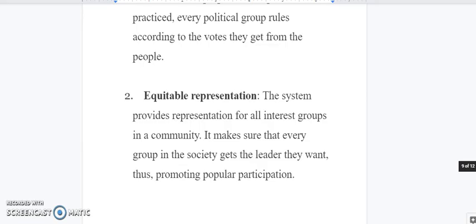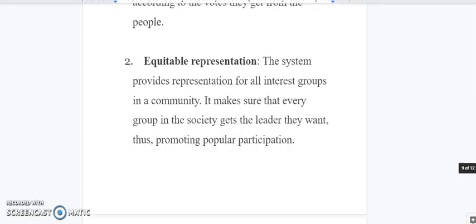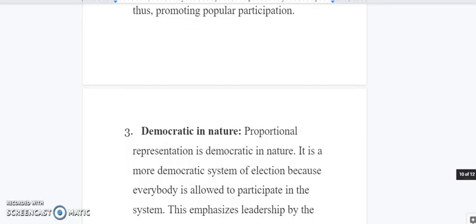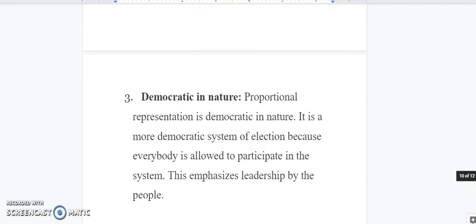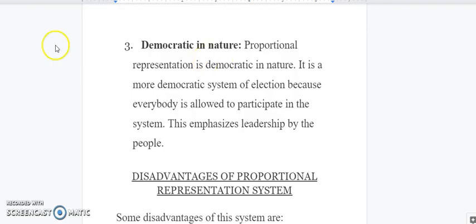Secondly, equitable representation. The system provides representation for all interest groups in a community. It makes sure that every group in the society gets the leader they want, thus promoting popular participation. Democratic in nature. Proportional representation is democratic in nature. It is a more democratic system of election because everybody is allowed to participate in the system. This emphasizes leadership by the people, government by the people, government for the people.